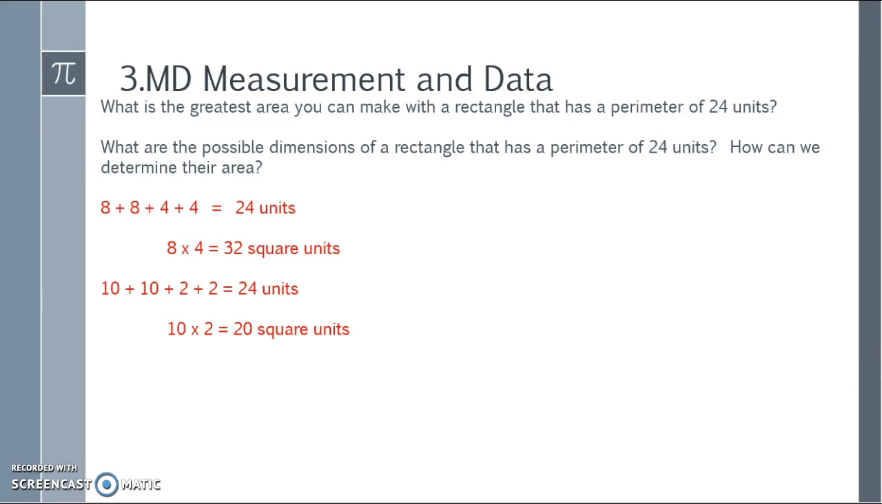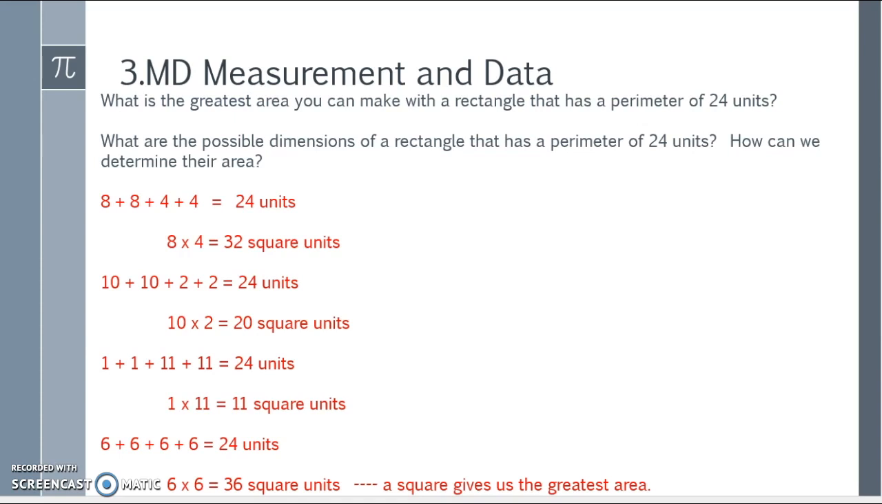This one is much smaller than the first one. So far we do have a larger one, but is it the largest possible? We could have done 1 plus 1 plus 11 plus 11 for 24 units, which would be a 1 by 11. Man, we're getting smaller. This is only 11 square units.